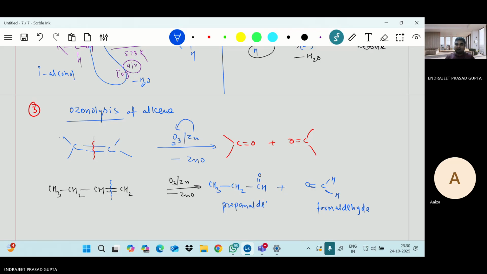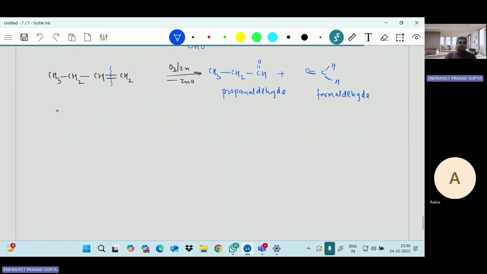Propanaldehyde. So this way you can prepare an aldehyde. If you take a highly branched one, you will get the ketone. Have you got it? Yes, sir.